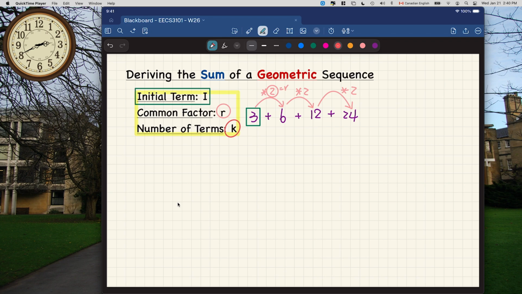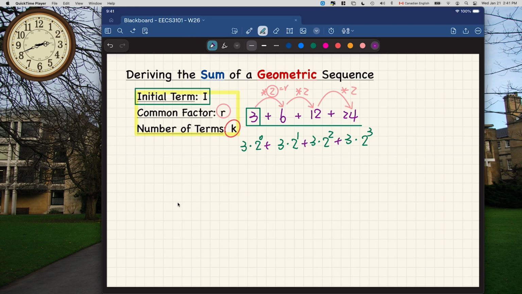So what I will do is rewrite this entire sequence into something slightly different, but it will still be the equivalent sequence. I can say 3 multiplied by 2 to the power of 0, and then 3 times 2 to the power of 1, and 3 times 2 to the power of 2, and 3 times 2 to the power of 3. And then I'm adding them up together.